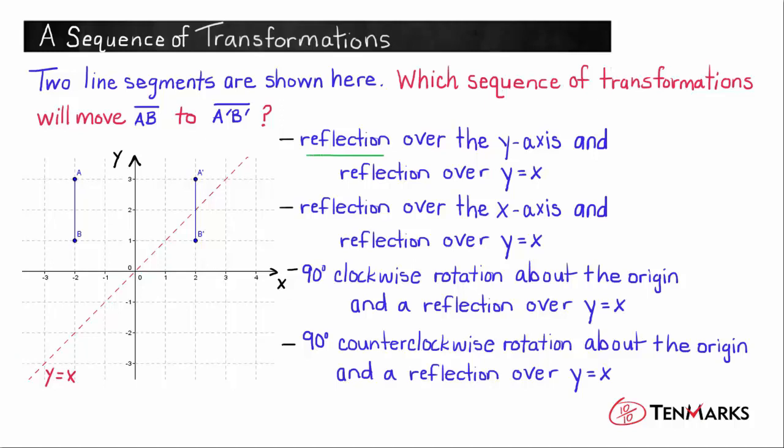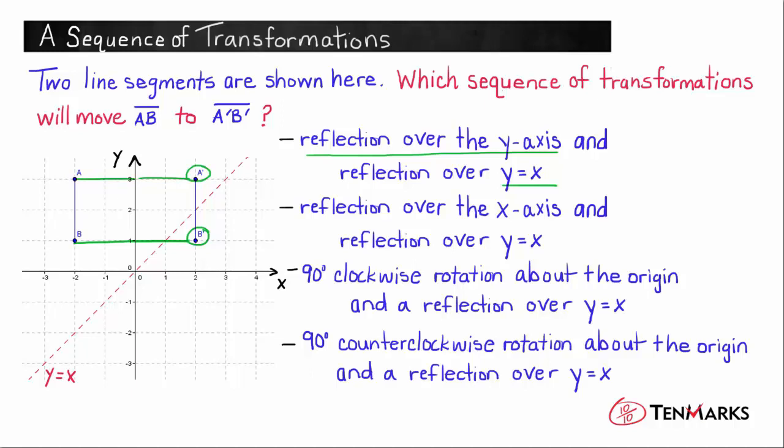We have a reflection over the y-axis and then a reflection over the line y equals x. If we take point B and go 2 units to the y-axis and then 2 units past the y-axis, we do get our new point B. If we take point A and move 2 units to the y-axis and then 2 units past the y-axis, again we have our point A, and that's going to be true for every point on segment AB. All of those will transfer over to our new line segment.